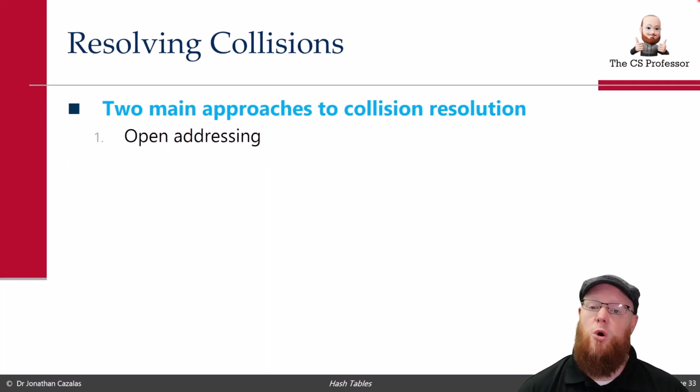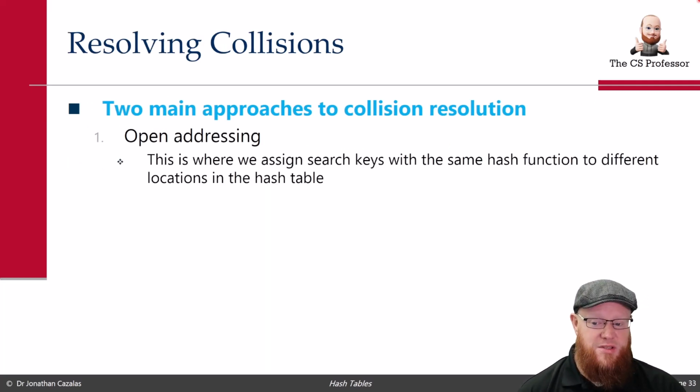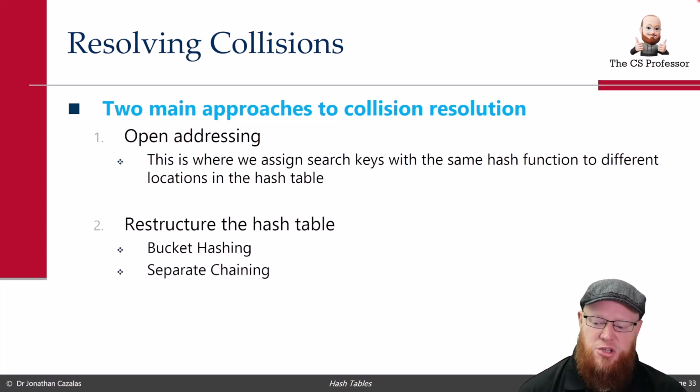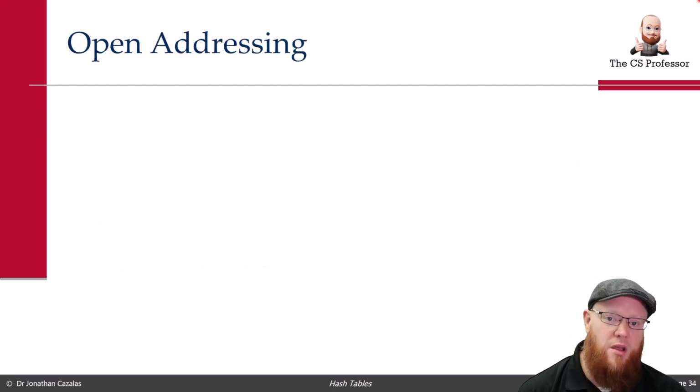The main two overall approaches are open addressing, which is basically where we reassign a key to some other index in the hash table, and then restructuring the hash table, where we have bucket hashing and separate chaining. We're going to cover all of them.